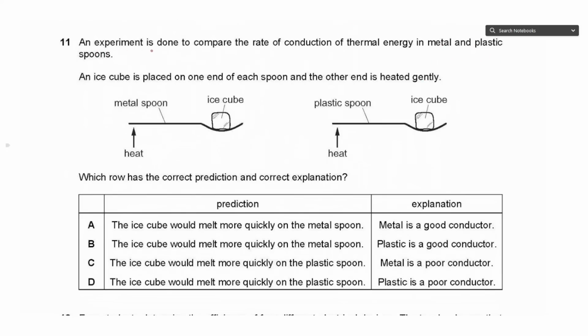Question 11 says an experiment is done to compare the rate of conduction of thermal energy in metal and plastic spoons. An ice cube is placed on one end of each spoon and the other end is heated gently. Which row has the correct prediction and the correct explanation? The ice cube would melt more quickly on the metal spoon, not the plastic, and that is because metal is a good conductor, not plastic. So the answer here is A.